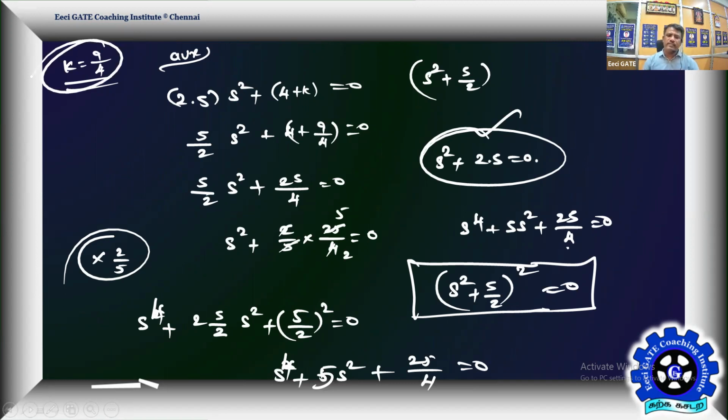K equal to -4 is instantly verified, but k equal to 9 by 4 takes a little more time. If you are strong in analytical stuff, you can quickly make it. So that's an interesting one, exploiting the RH criteria. It is a very unique problem which has never happened in GATE so far, because it is willing to have all 4 roots on the j omega axis. Very interesting one.